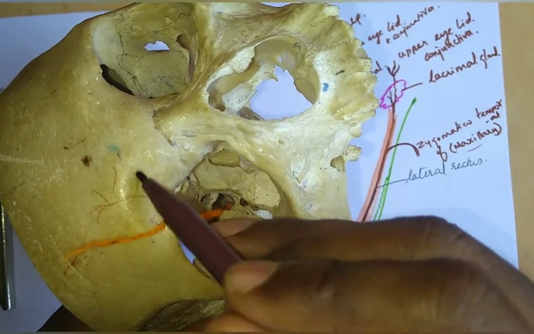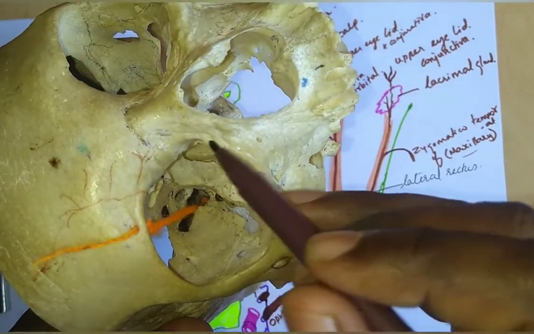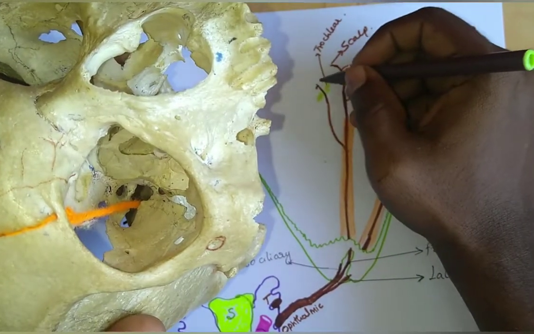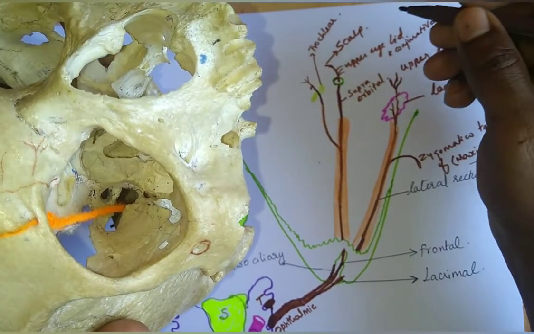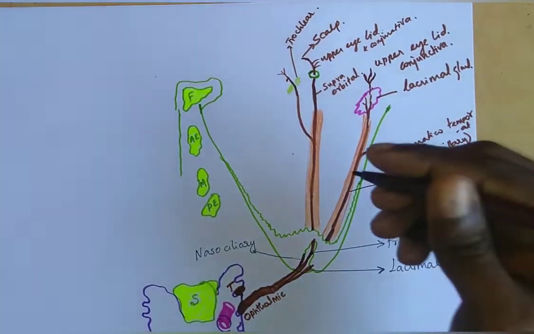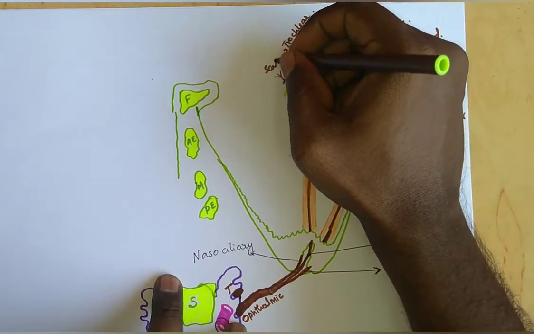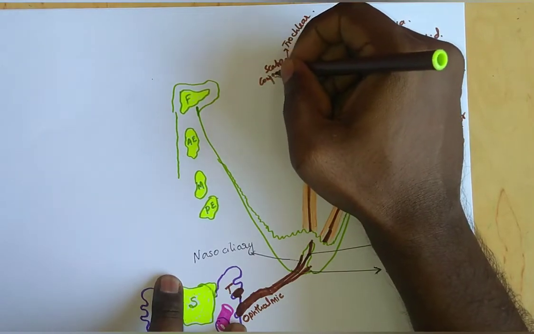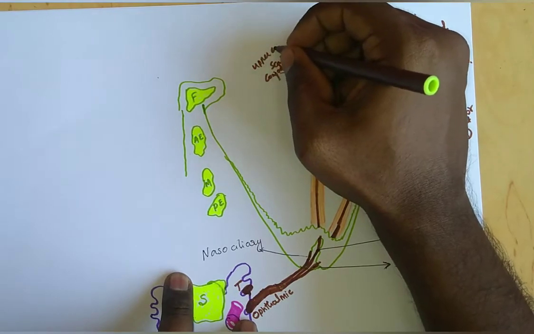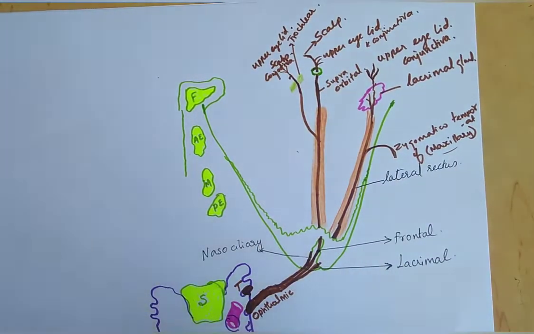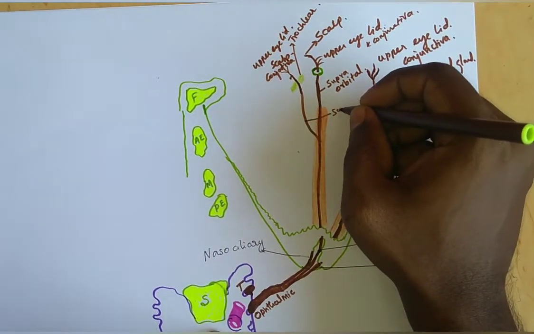It will be supplying mainly the forehead and the skin over the root of the nose, and also the upper eyelid and conjunctiva. So, it supplies the scalp, conjunctiva and upper eyelid. So that is about the supratrochlear nerve. This is the supratrochlear nerve.